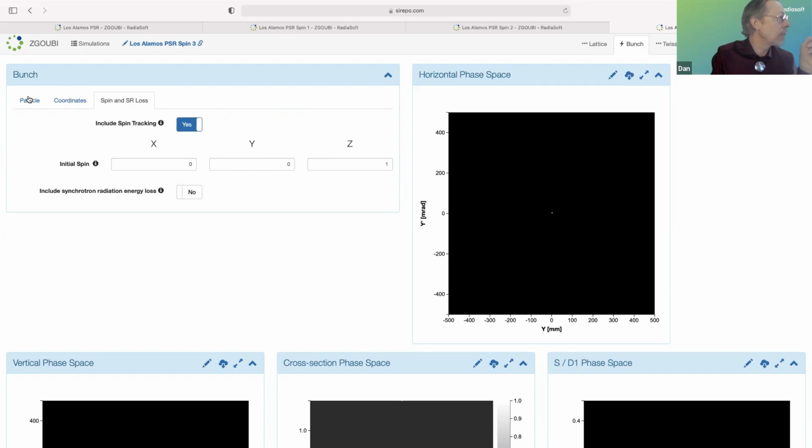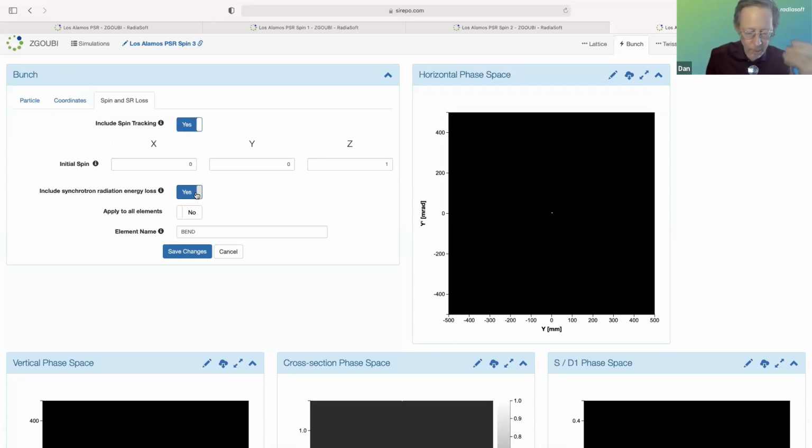In the bunch tab, where you tell it your type of distribution and the energies and all that, there's this tab for the spin and synchrotron radiation laws. So you can turn on spin tracking. You can also turn on the synchrotron radiation. And you can have them both on because you can simulate what happens with electrons, because they're radiating, and how electrons behave in machines is very, very different from how protons behave, and that has everything to do with the synchrotron radiation.